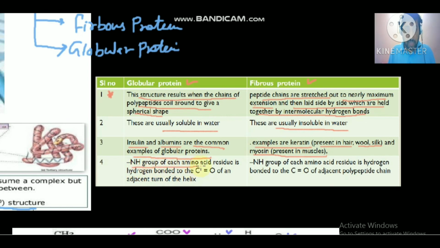Now the NH group of each amino acid, that is the amino group residue, is hydrogen bonded to the carbonyl group of the adjacent turn of the helix, so that the capacity of the hydrogen bonding is further increased. And here the NH group of each amino acid residue is hydrogen bonded to the carbonyl group of the adjacent polypeptide chain. Okay, here it is hydrogen bonded to the adjacent turn of the helix, like this to the next turn, or here it is to the adjacent chain. Okay, adjacent polypeptide chain. The hydrogen bonding between these and hydrogen bonding between this and that. So this is the basic difference between globular protein and fibrous protein, and it is asked in the exam several times.